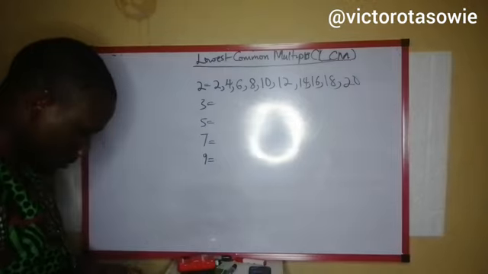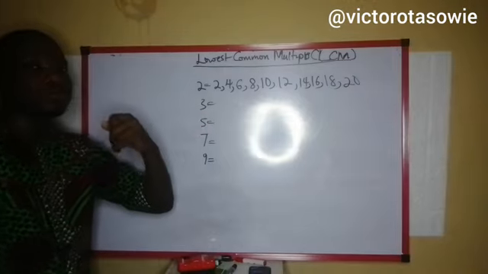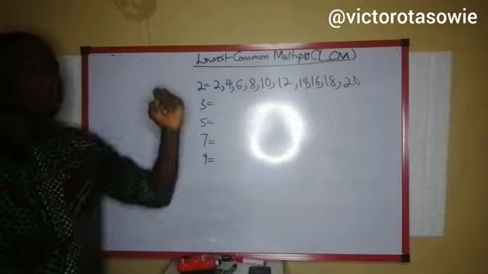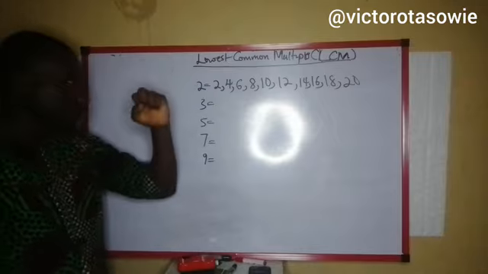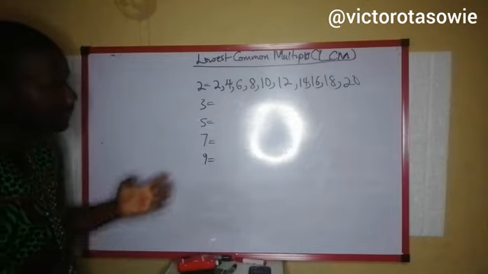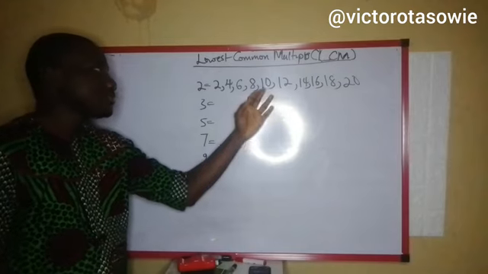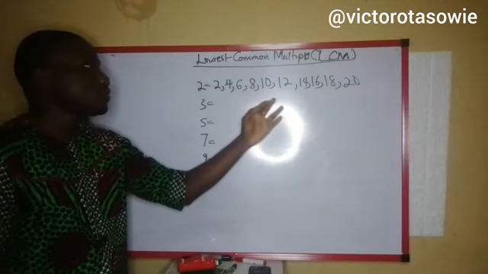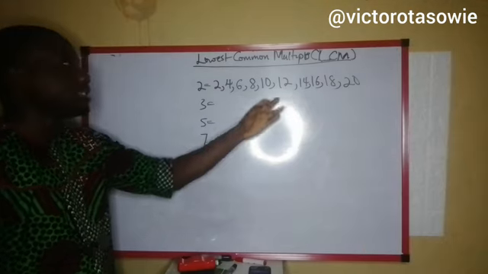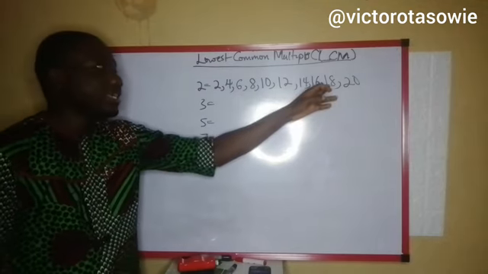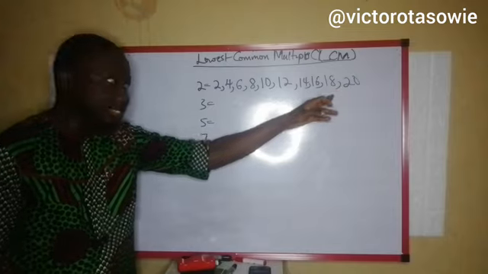So we can have multiples of 2. We can start from 2 times 1, 2. 2 times 2, 4. 2 times 3, 6. 2 times 4, 8. 2 times 5, 10. 2 times 6, 12. 2 times 7, 14. 2 times 8, 16. 2 times 9, 18. And 2 times 10, 20.